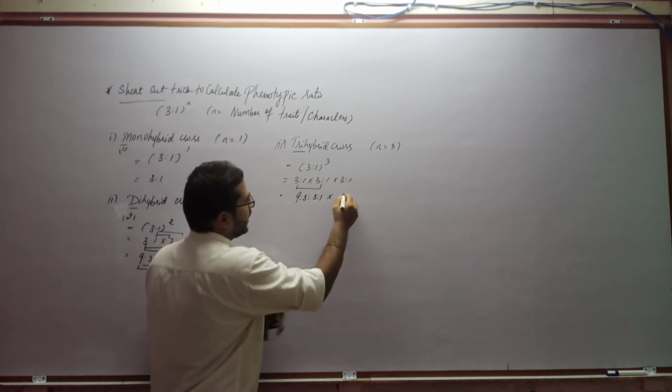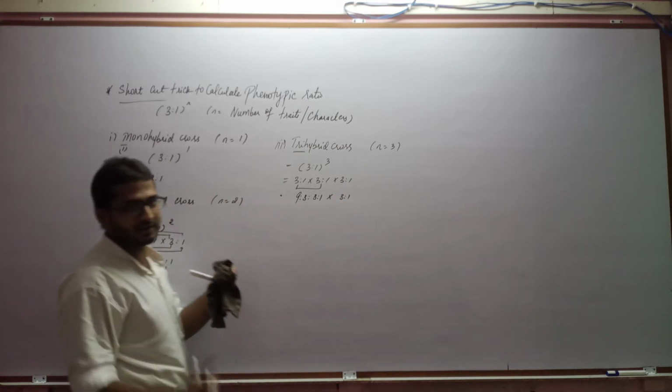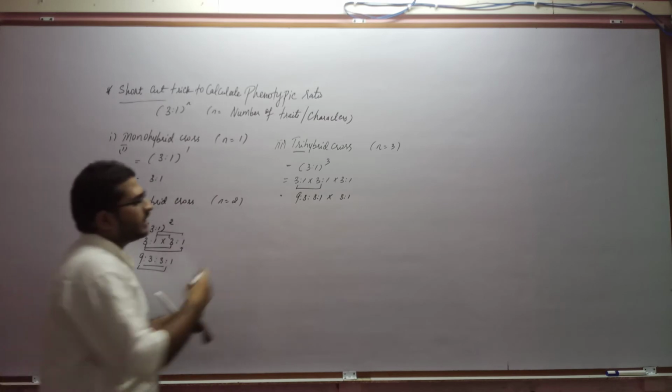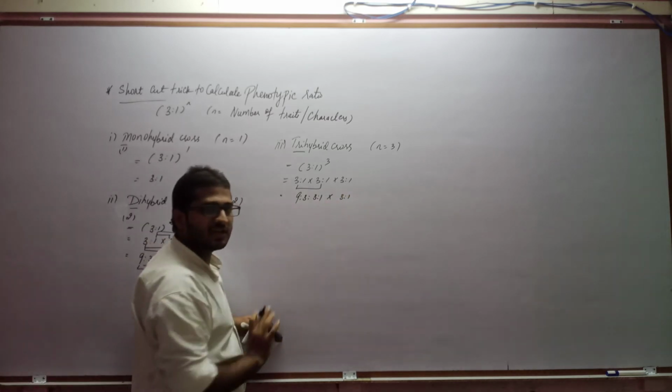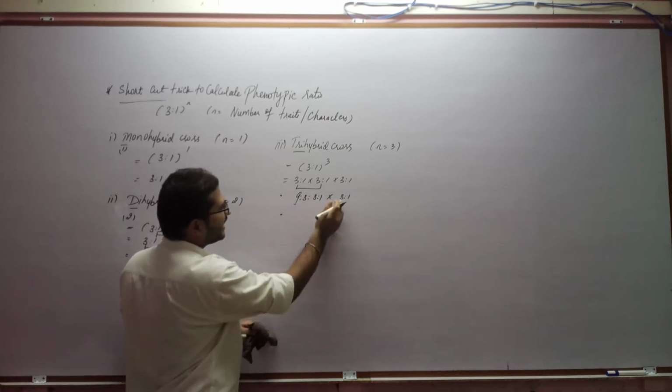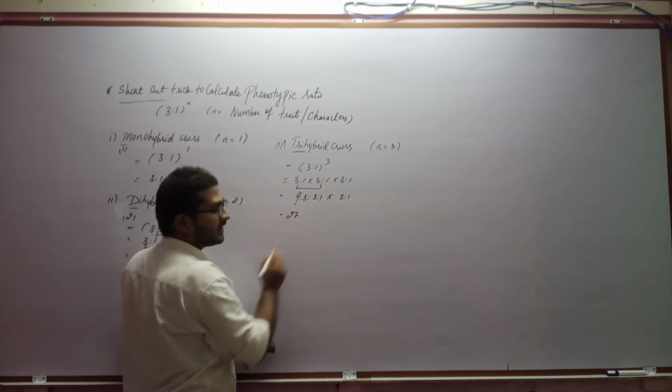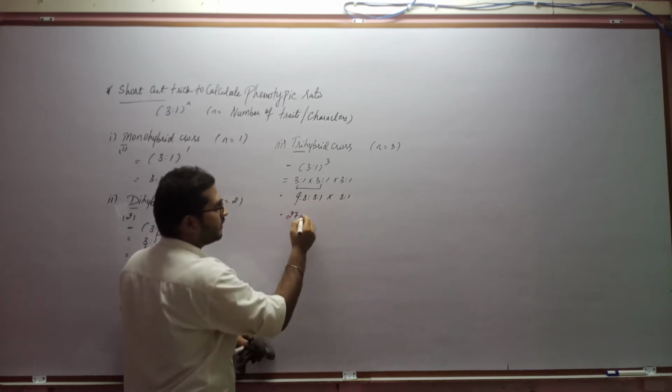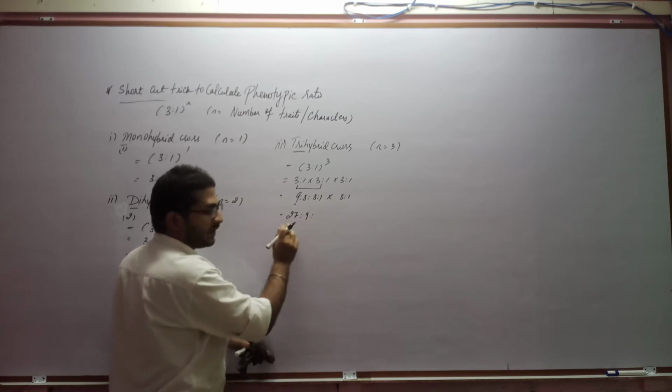It is multiplied by 3:1, that is 1 time. So each and every digit has to be multiplied with 3:1. So 9 multiplied by 3 is 27. If it is multiplied by 1, it is 9. So 27 is to 9.